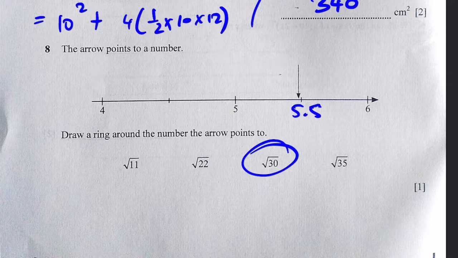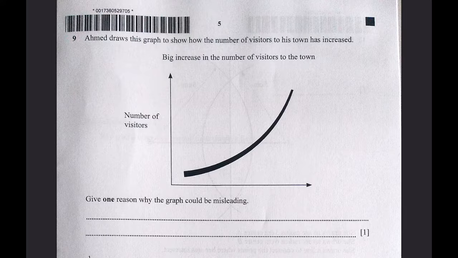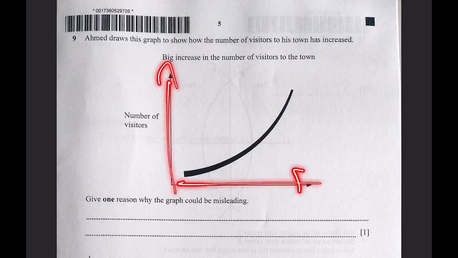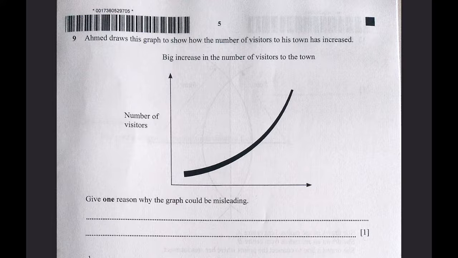Let's go to question 9. Ahmed draws this graph to show how the number of visitors to his town has increased. Big increase in the number of visitors to the town. Number of visitors is on the y-axis. We don't know what's on the x-axis. Give one reason why the graph could be misleading. There are actually many reasons. First of all, this graph is drawn using a thick pencil or a thick writing instrument. So it's not easy to see which value this line corresponds to.